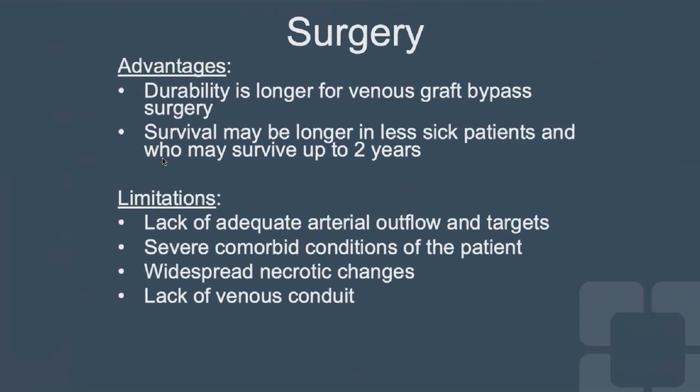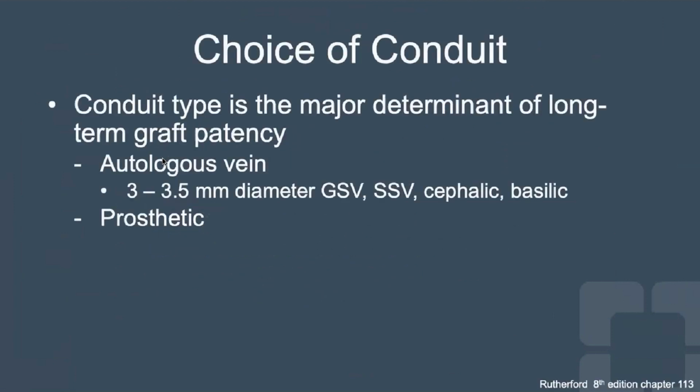We're now operating on much older patients. It wouldn't be unusual to see a lot of 80-year-old patients getting bypasses now because they're living longer, with the severe comorbidities these patients come to us with. They may have widespread necrotic changes that prevent us from doing the bypass. And a lot of these patients lack venous conduit because of their multiple other comorbidities. They've had multiple IVs, or their veins are just too small to use.